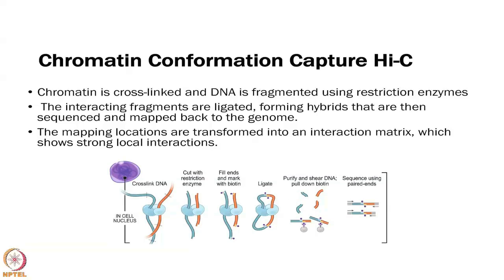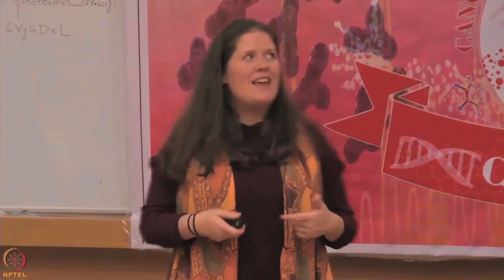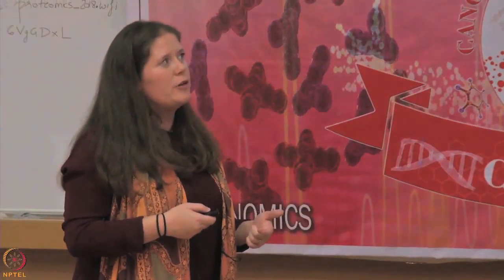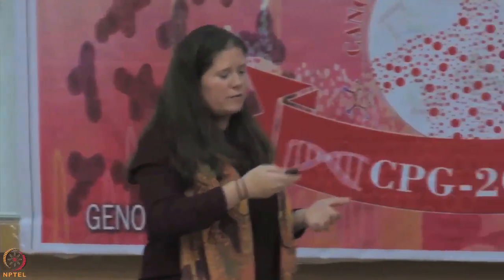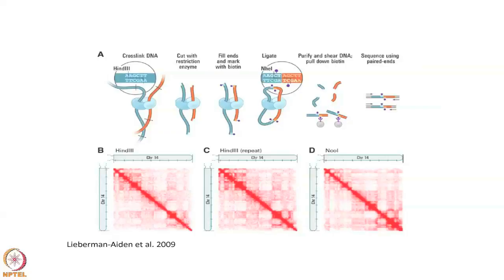And so you're really just interested in where this ligation occurred. So areas where things that don't make sense to be connected are connected. And then you do the sequencing, and then you can see what it looks like is connected together. And you get things that look like this.